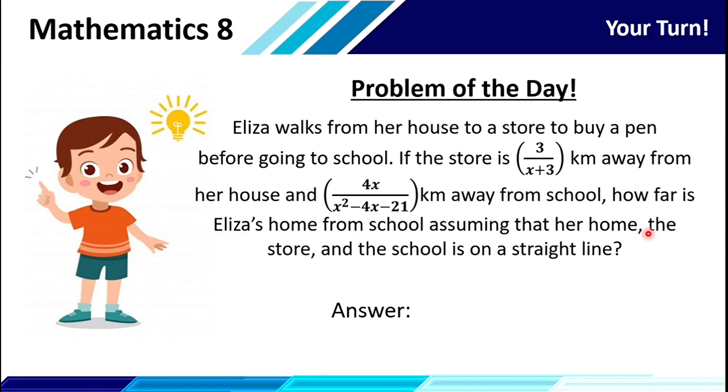It's your turn. Answer the problem of the day. Elisa walks from her house to a store to buy a pen before going to school. If the store is 3/(x + 3) km away from her house and 4x/(x² − 4x − 21) km away from school, how far is Elisa's home from school, assuming that her home, the store, and the school are on a straight line? Pause the video for a while and we will reveal the answer afterwards. The correct answer is (7x − 21)/(x² − 4x − 21) kilometers.